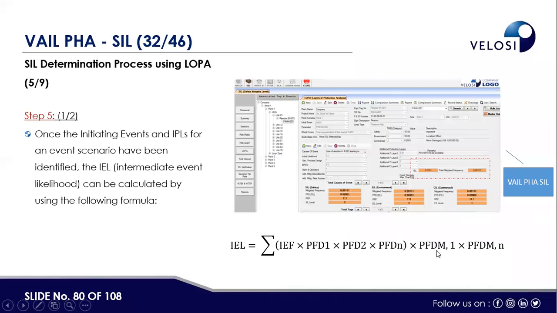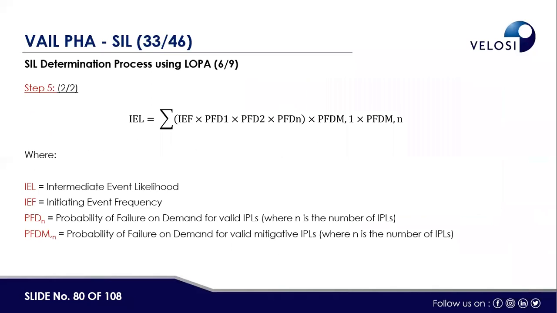For example, if we have other mitigative IPLs like fire detection or an automatic deluge system, we can add those as well. If we have some conditional modifiers, for example, time at risk factor or occupancy factor, we can multiply those in this formula as well. So this is our step number 5, the intermediate event likelihood. These are the initiating event frequencies, or the initiating events or the causes, and these are the PFDs for layer 1, layer 2 up to n number of layers, and these are the mitigative IPLs.